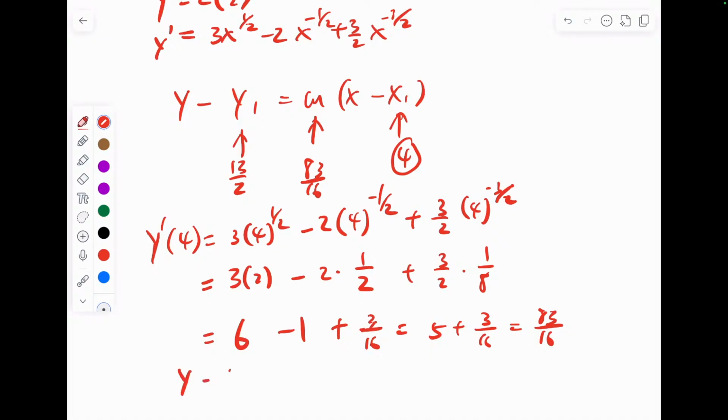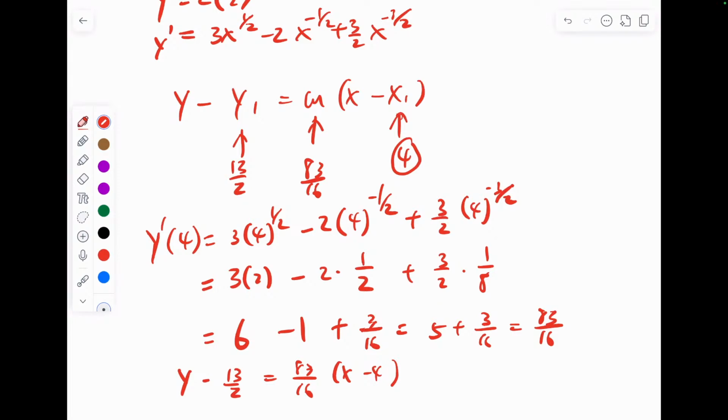So it'll be y minus 13 over 2 is equal to 83 over 16 times x minus 4. Now, if I asked you for the equation of the normal line, it'll be 16 over negative 83. Normal is nothing to do with ordinary; normal is like normal force in physics, which is perpendicular. So if I ask for the normal line, it's the opposite reciprocal, but this is the equation of the tangent line, which has slope 83 over 16. Any questions?